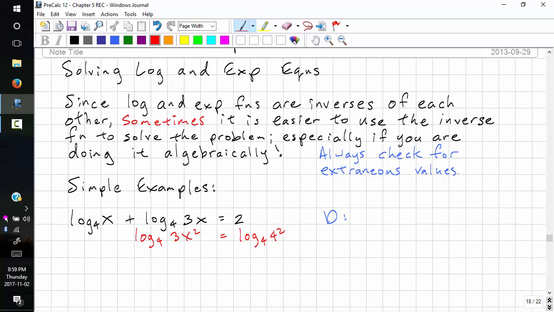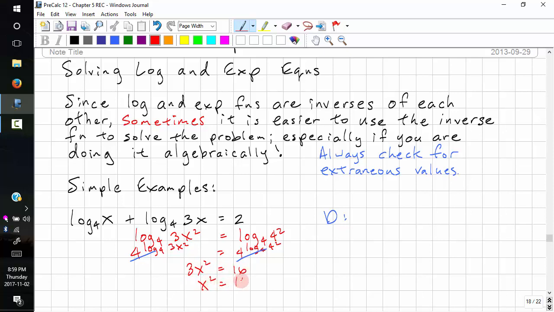Now we can exponentiate both sides with base 4. So this is really 4 to the power of log base 4 of 3x squared equals 4 to the power of log base 4 of 4 squared. These two operations cancel out. Normally we skip this step, but I'm demonstrating what's actually going on behind the scenes. So now we have 3x squared equals 4 squared, that's 16.